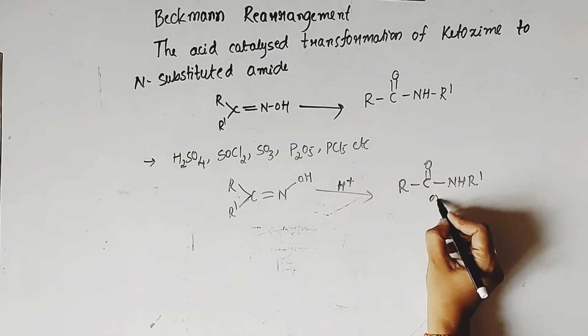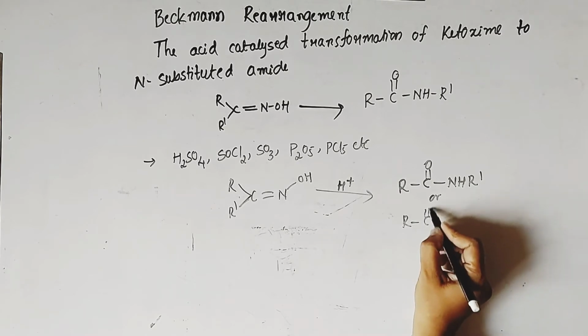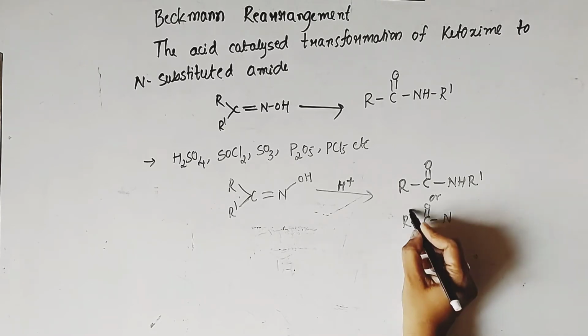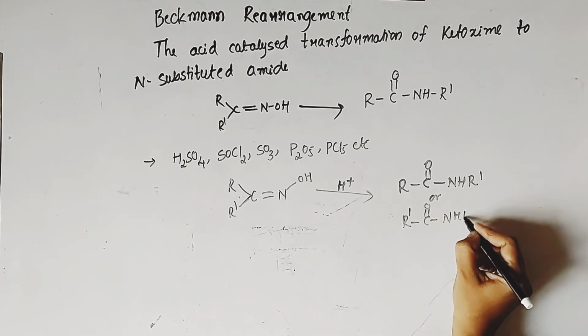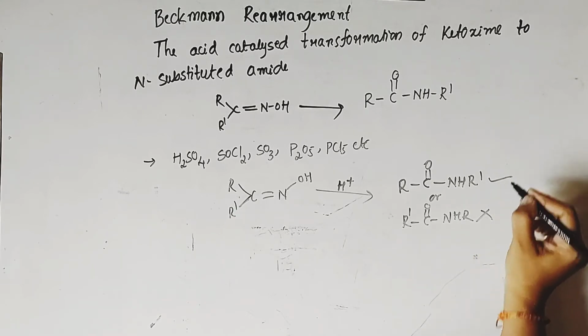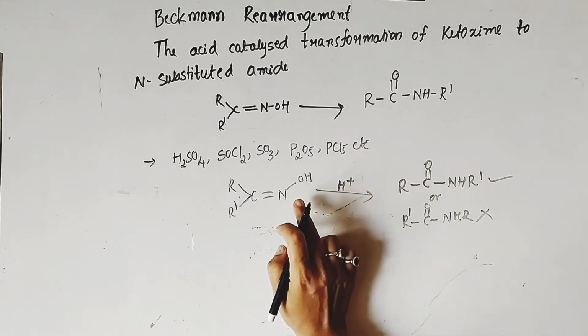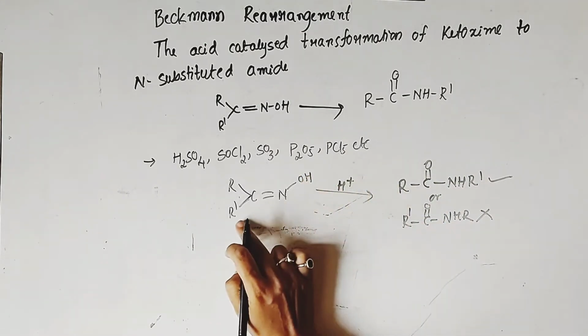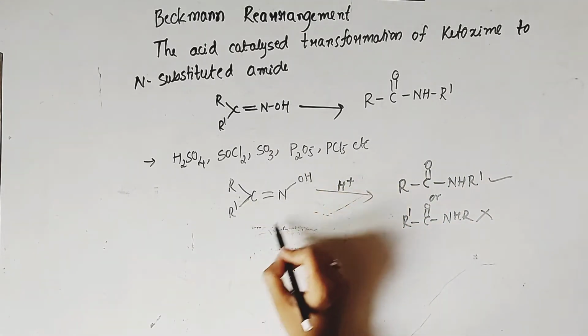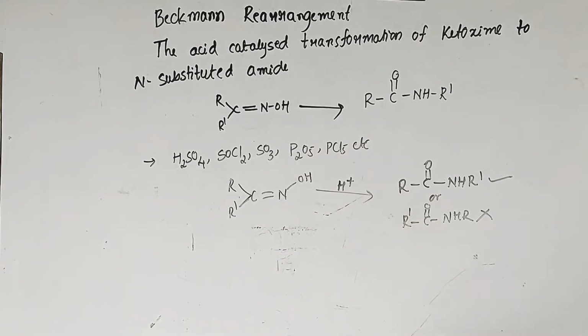So if you write RCO, R dash CO NHR, this is wrong. You have to write RCO NHR dash. That is, the group which is trans to the OH group will get migrated here, and the overall reaction will take place in acid medium, because that's why it is called acid catalyzed transformation of ketoxime.